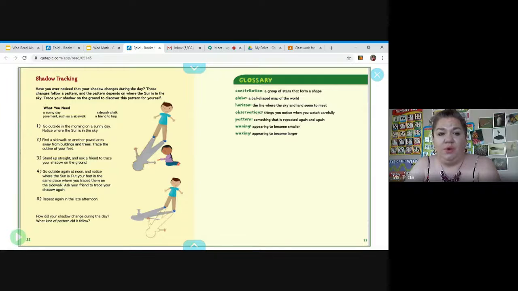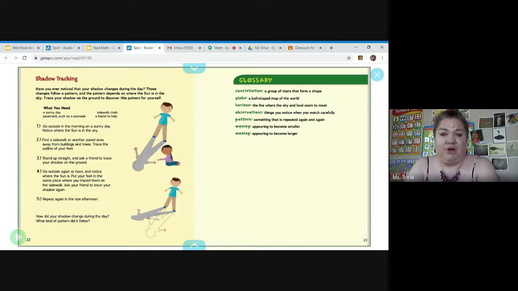So it says on number 1, go outside in the morning on a sunny day and notice where the sun is in the sky. Find a sidewalk or another paved area away from buildings and trees and trace the outline of your feet. Stand up straight and ask your friend to trace your shadow on the ground. Go outside again at noon and notice where the sun is. Put your feet in the same place where you traced them on the sidewalk and ask your friend to trace your shadow again. Repeat again in the late afternoon.